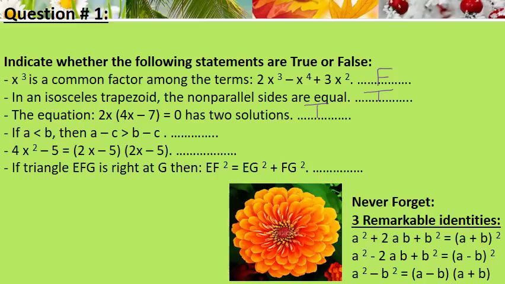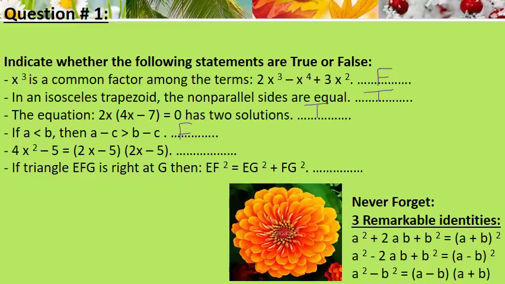Yes, Ali. If a is smaller than b, then a minus c is greater than b minus c. False. This is false because if we have a less than b, and we add or subtract the same number from both sides, the sign is preserved. If we multiply both sides by a negative number or divide by a negative number, the sign is reversed. So this is false. Yes, Hassan.